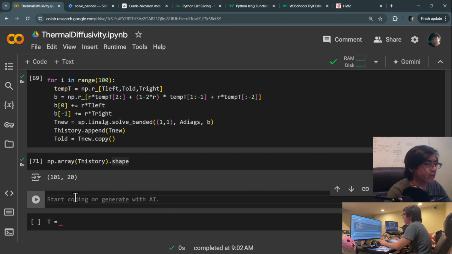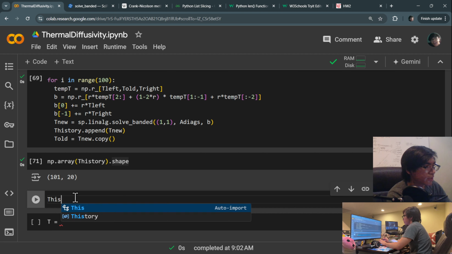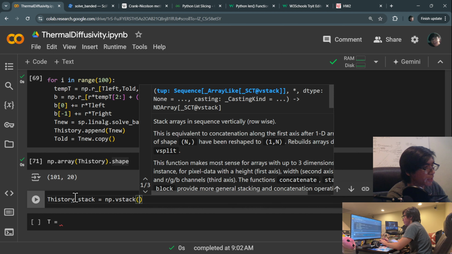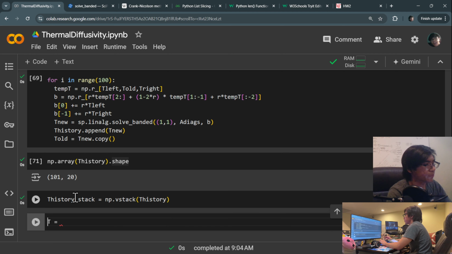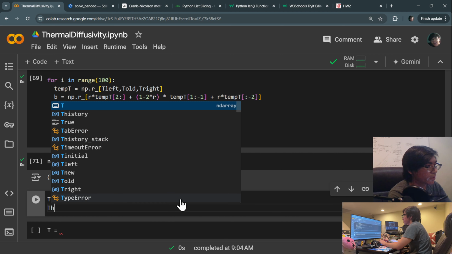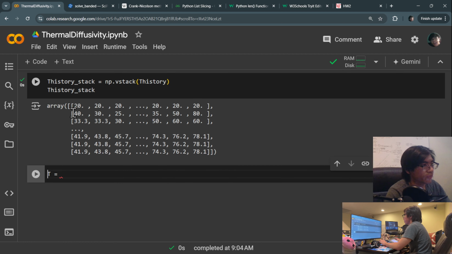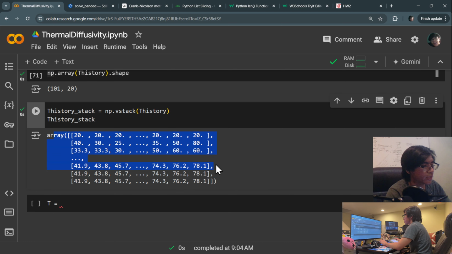So we'll go ahead and start with T history. Technically, this is a pretty simple step, but I'll keep it as a variable anyway. So I'll call it T history stack maybe, and that is simply doing the v-stack of our list so that it becomes an array. I think I just put T history. It should be okay. Okay, and then calling it should give us all of it. So awesome. It's not just single arrays for each row, it's one whole array like so.